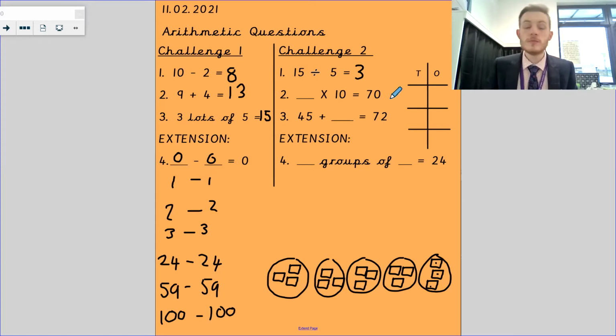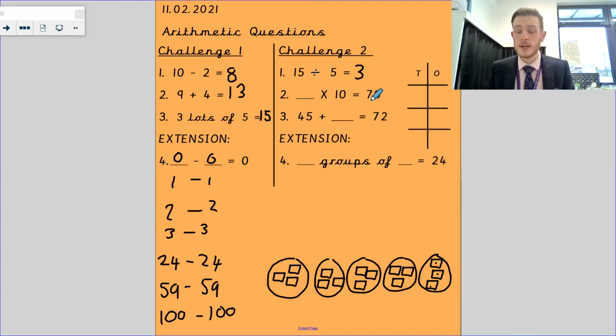Now, what you could do is you could switch it round. You could say my biggest number is 70, and I could divide it, I could share it equally into 10 groups. But that would mean you'd have to do this, but instead of doing it for 15 cubes, you have to do it just 70 cubes, and that's a long method. Or you could say, how many 10s go into 70?